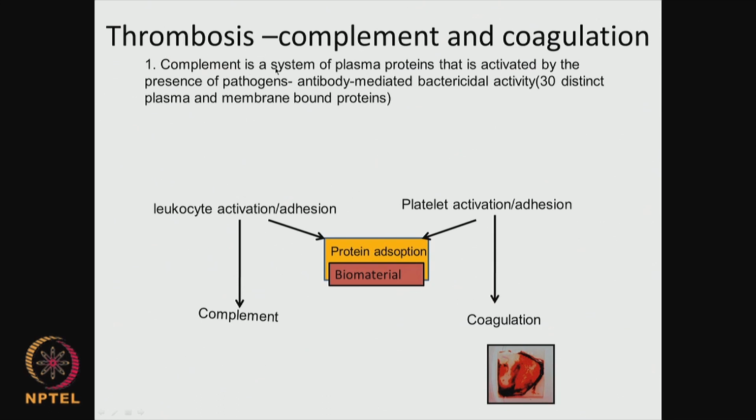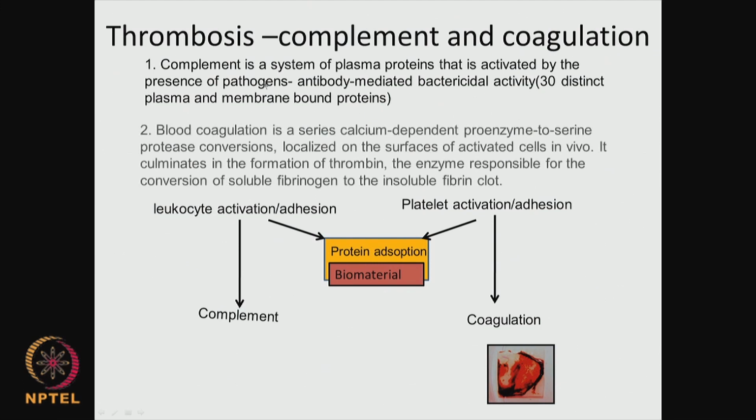Then the next one is the coagulation. This is a series of calcium dependent proenzyme to serine protease conversions localized on the surface of the activated cells. This happens in vivo. What happens? Finally, there is a formation of thrombin. Thrombin is an enzyme which converts fibrinogen to fibrin. Fibrin is an insoluble blood clot.